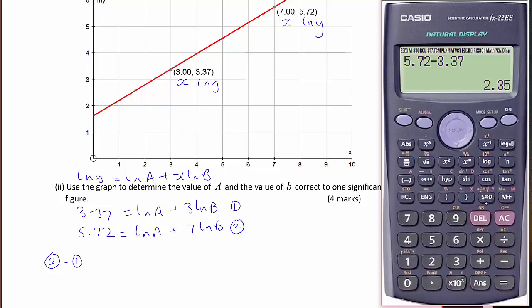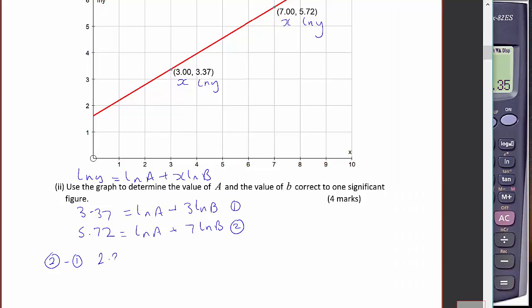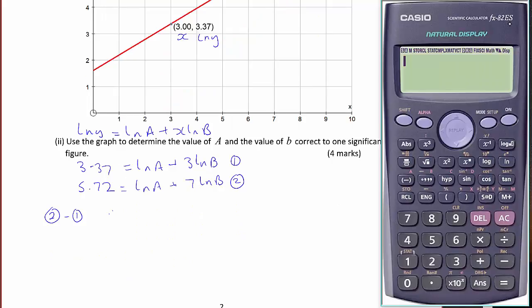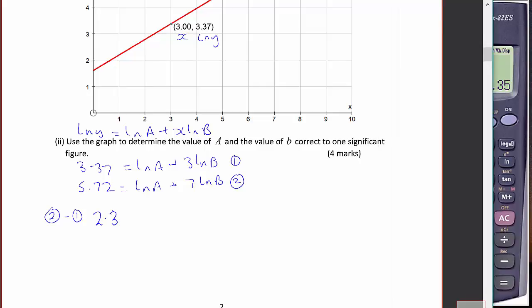And that gives me 2.35, and it's for ln b. So we've got 5.72 take away 3.37, that gives us 2.35. The ln a's disappear, and we've got 4 ln b.